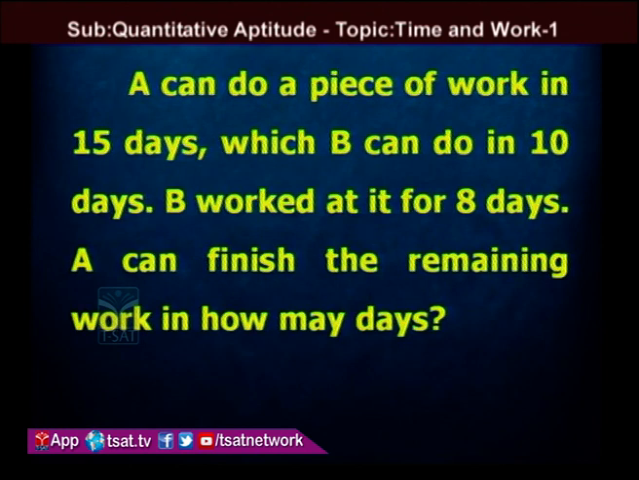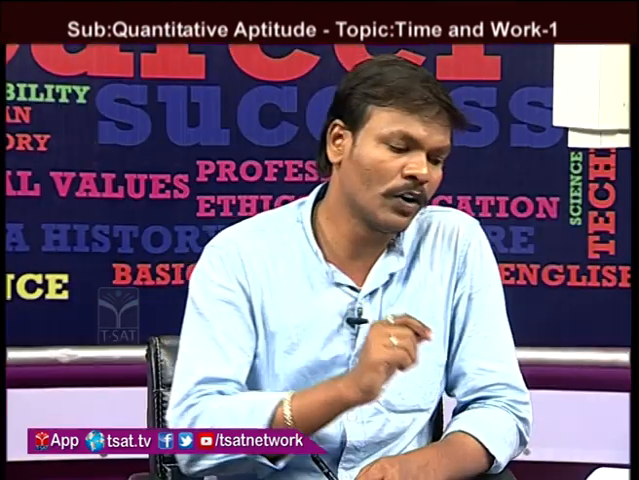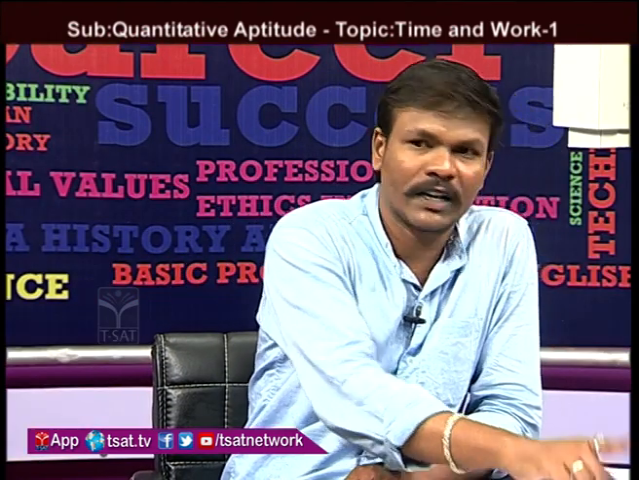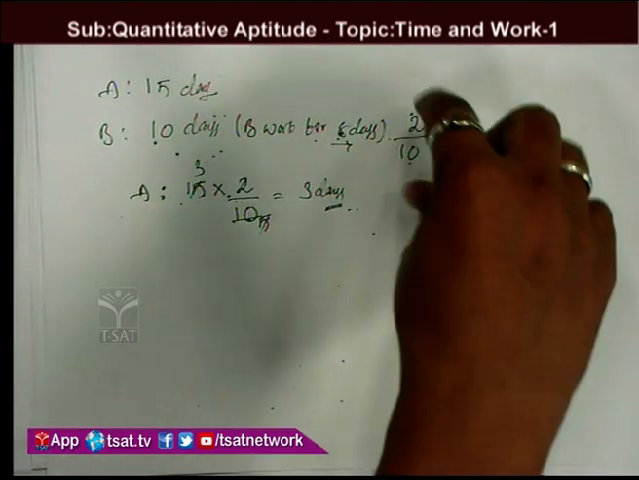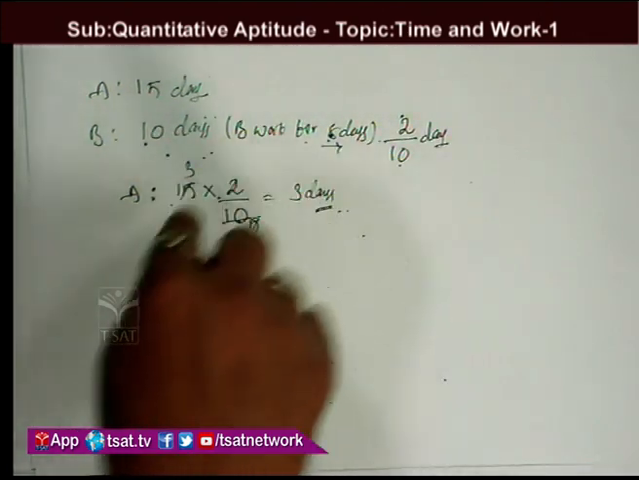That means out of 10 days, B is working for only 8 days. The remaining work is 2 days of B's work. That means B has 2 by 10 of the work remaining. These 2 by 10 of the work are completed by A.